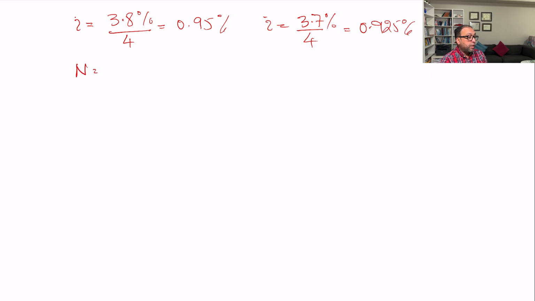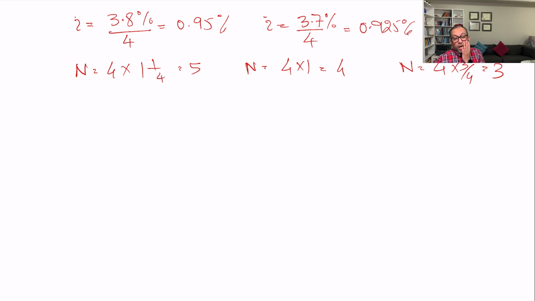N for the first is 4 into 1 into 1 by 4, which is 5. And in the second case, it is 4 into 1, which is 4. And in the third case, N is equal to 4 into 3 by 4, which is 3. So 5, 4, 9, 3, 12. So these are 12. This is a 3-year, because 4 quarterly payments, 3 years of the investment.